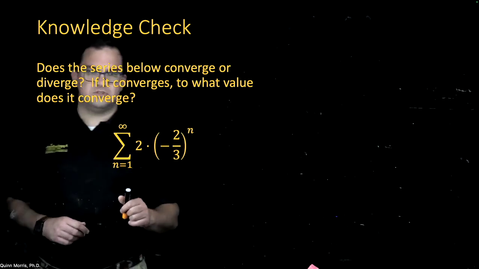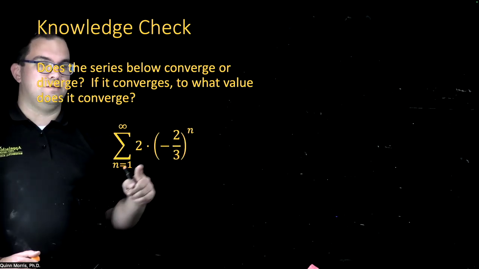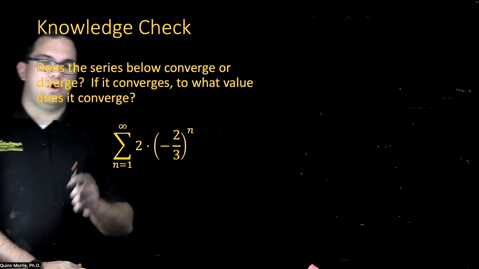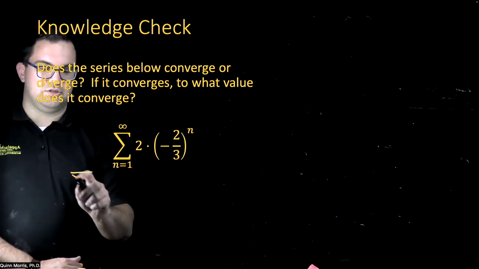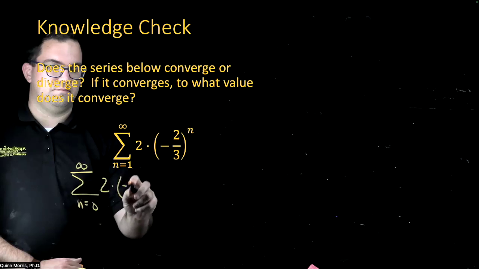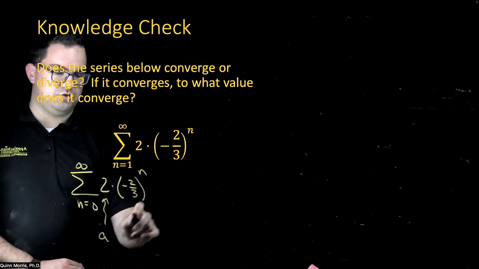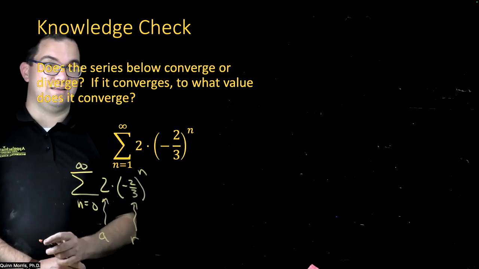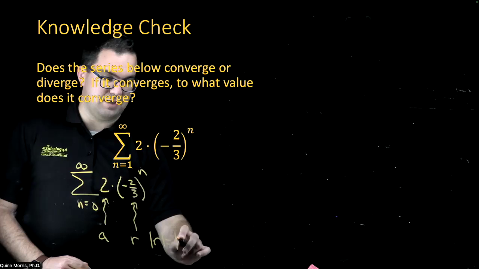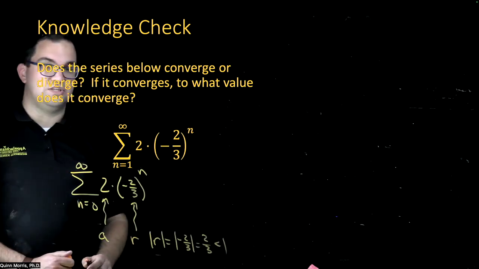Okay, great. When I first take a look at this, the first thing I notice is that it's not quite in the usual form. I do have a times r to the n, but my sum is starting at 1 instead of 0. So in this case, I'm going to do the same thing I did before. I'm going to start by saying, well, what if it did start at 0? Now, in that case, I would have an a of 2 and an r of negative 2/3. But the absolute value of r is the absolute value of minus 2/3, which is just 2/3, which is less than 1. So this does converge.